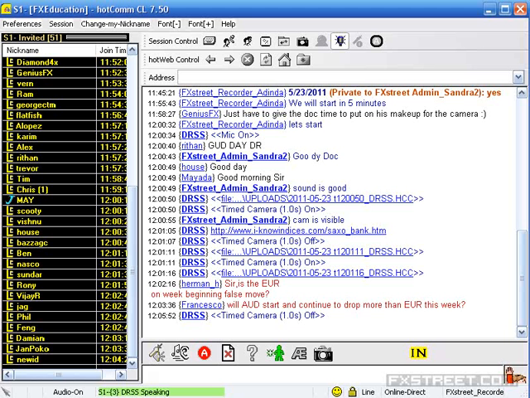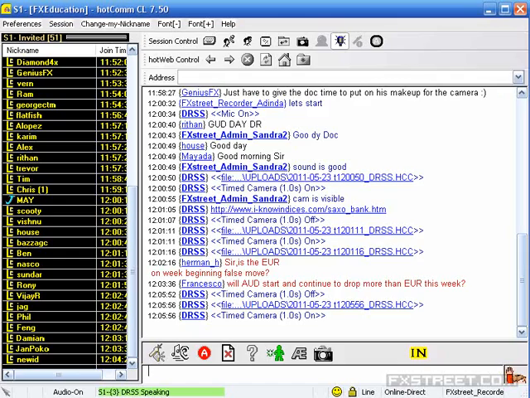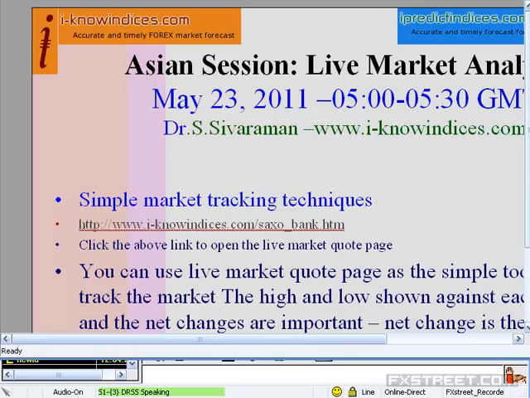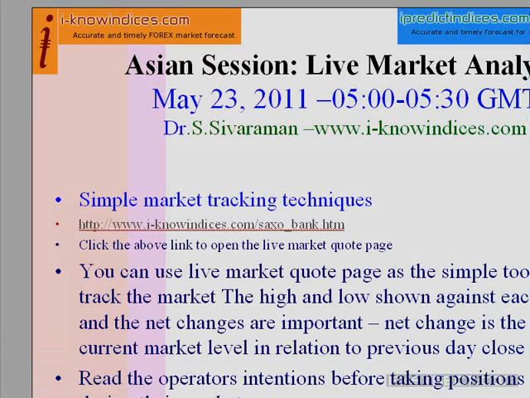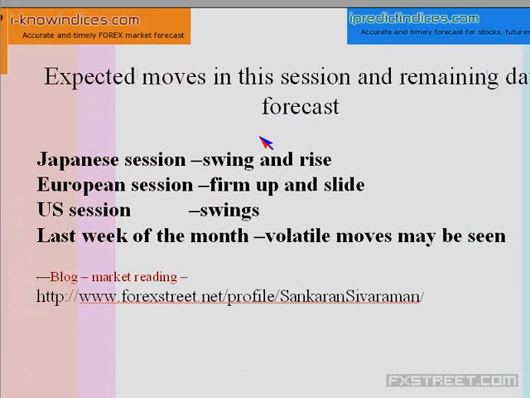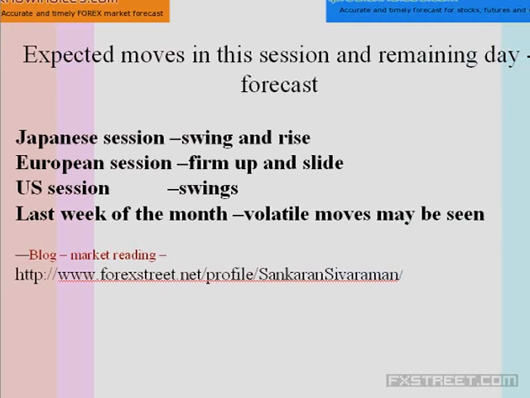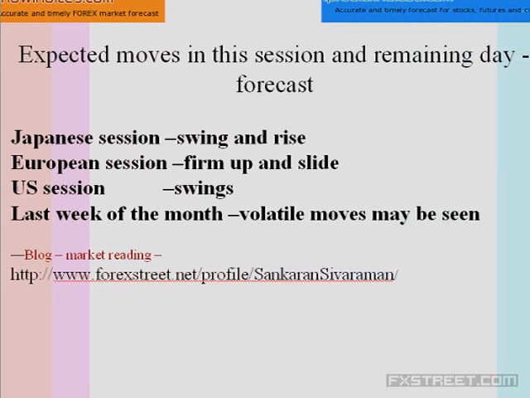So let us see how exactly the market is expected to move during this particular day and the week. Let me focus the camera over the PowerPoint presentation and display in the slide the expected market moves for today. During the Japanese session, swing and rise moves are expected. Probably GBP could make the rise and give the trigger for the market towards close of the Japanese session. As a result, Euro might gain nominally.